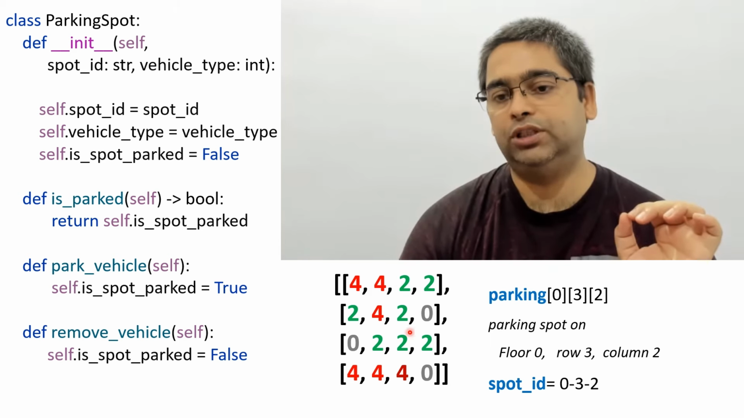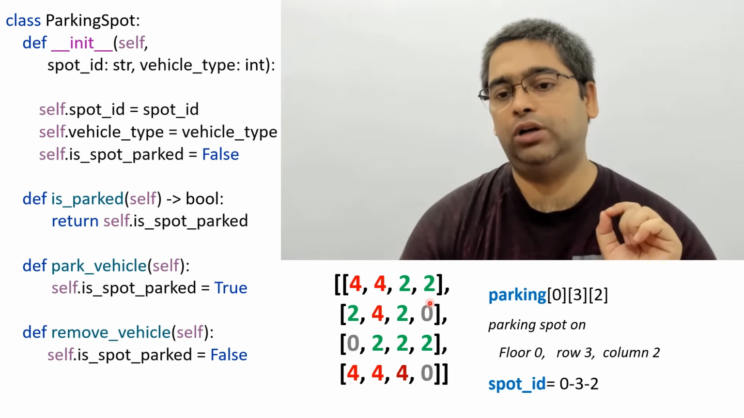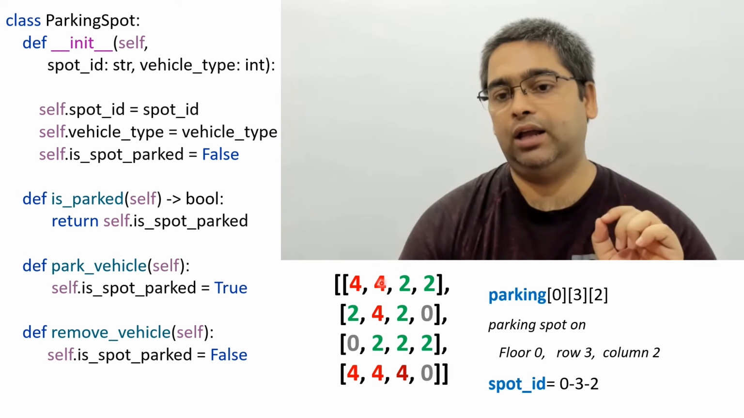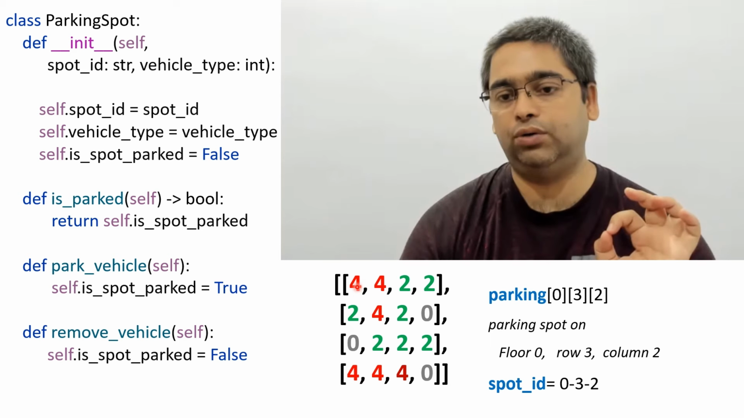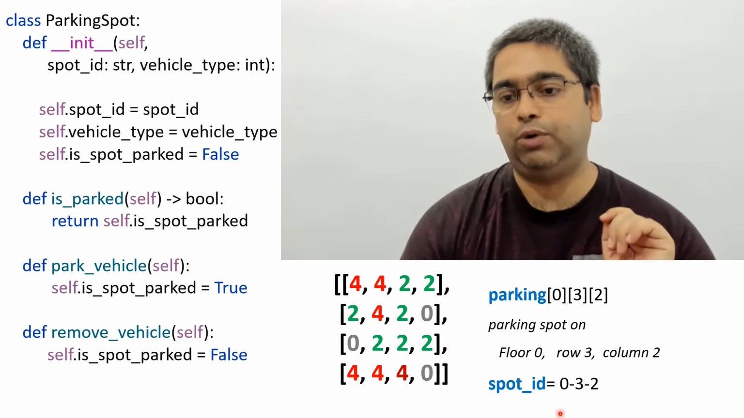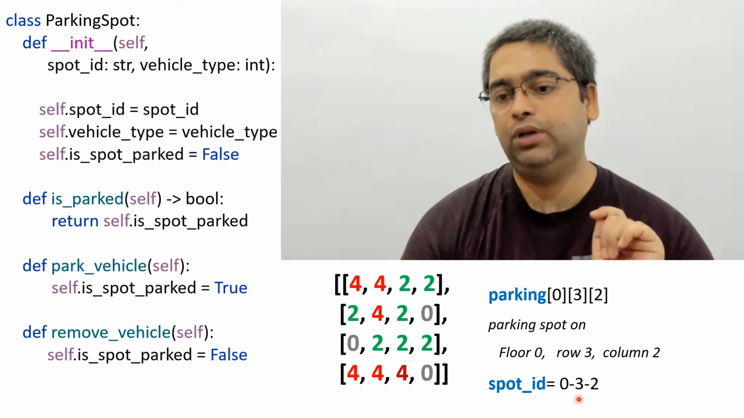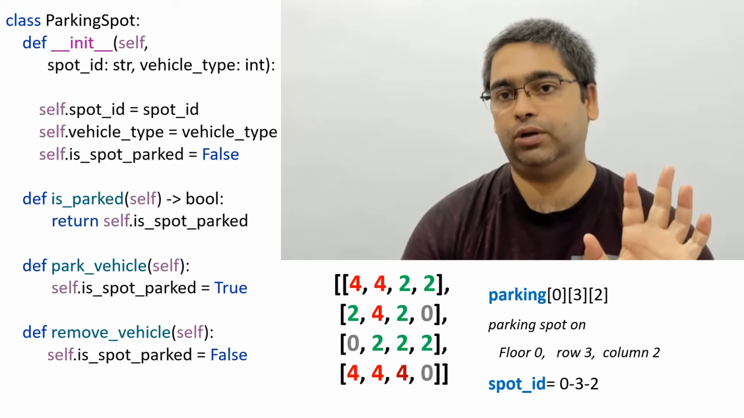So now let's suppose this two-dimensional array represents our floor and the value parking 032. So assume we are on the 0th floor and there are 4 rows and 4 columns. So the 32 element is the third row, 0, 1, 2, 3, and the second column, 0, 1, 2. So this is our 032 element and its value is 4. So a four-wheeler vehicle can be parked there and its spot ID will be 0-3-2: 0th floor, third row, second column. So that's all about the parking spot.